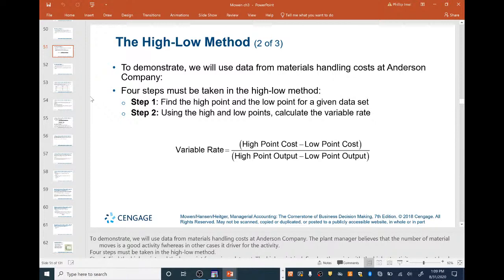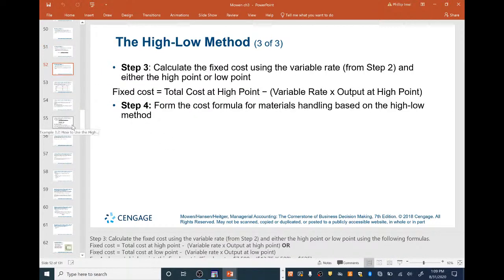Okay, so using these high and low points, next we want to calculate the variable rate. So we can see this formula right here. It says variable rate. So once again, this is what we're trying to find, right? The way we're going to find that, the numerator is the high point cost minus the low point cost. Your denominator is the high point output minus the low point output. And that right there is going to leave us with the variable rate. Okay, so that's the first 2 steps.